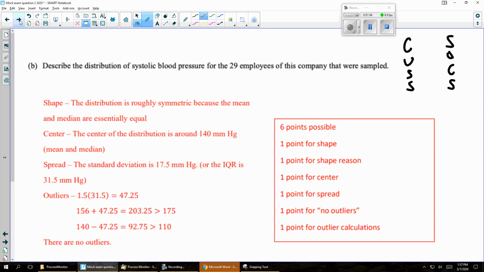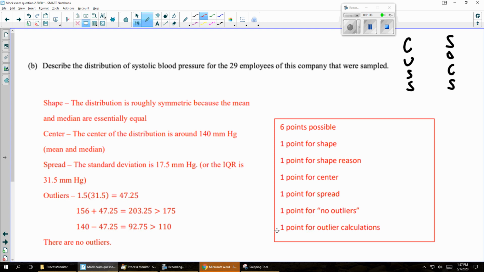Letter B, they assigned 6 points for this. I don't know if one particular part will be weighted that heavily or not. It's unclear, but there's 6 points. 1 point for the shape, 1 point for giving a good reason why you picked that shape, 1 point for the center, 1 point for the spread. And note on those, it didn't matter if you talked about mean or median or standard deviation or IQR. 1 point for talking about no outliers, 1 point for good justification on why there were no outliers.